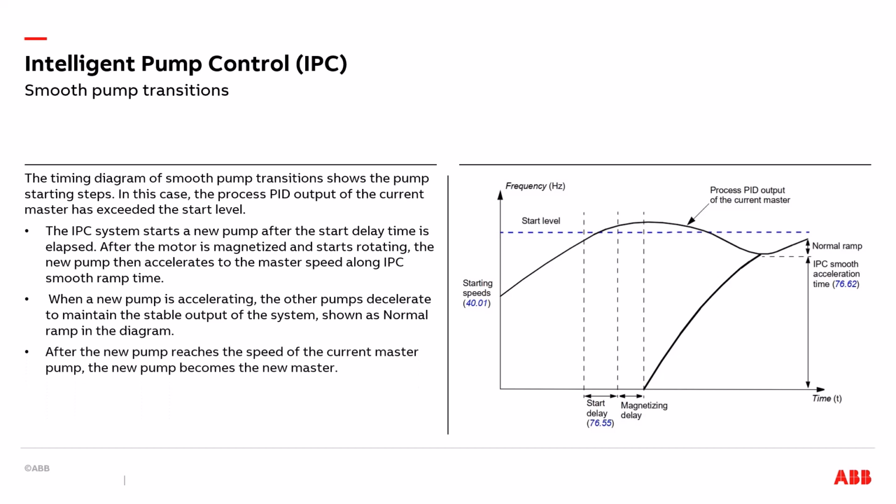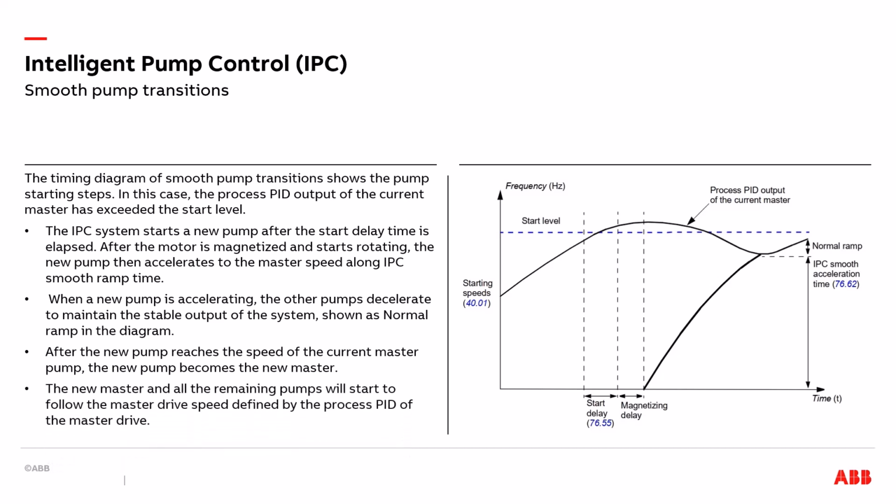After the new pump reaches the speed of the current master, the new pump becomes the new master. The new master and all remaining pumps will start to follow the new master drive defined by the process PID loop in the master drive.